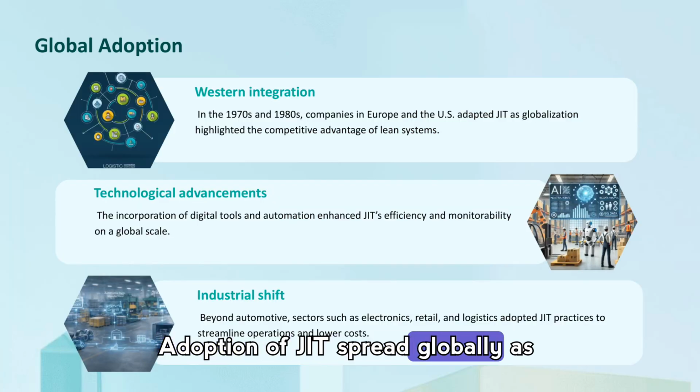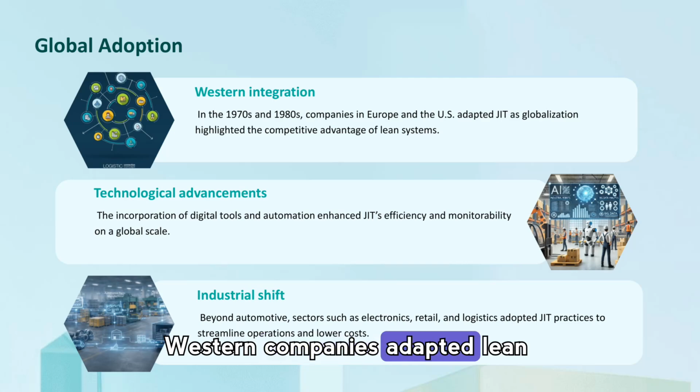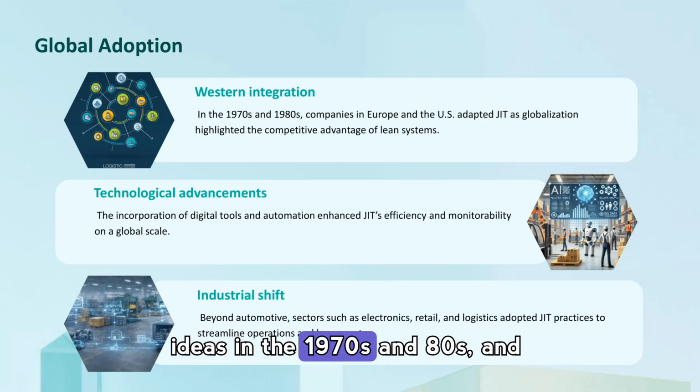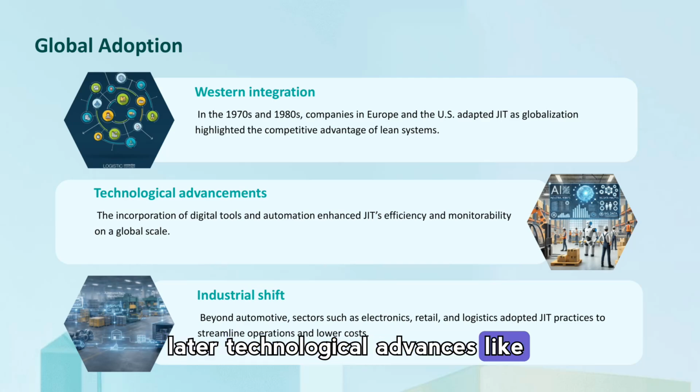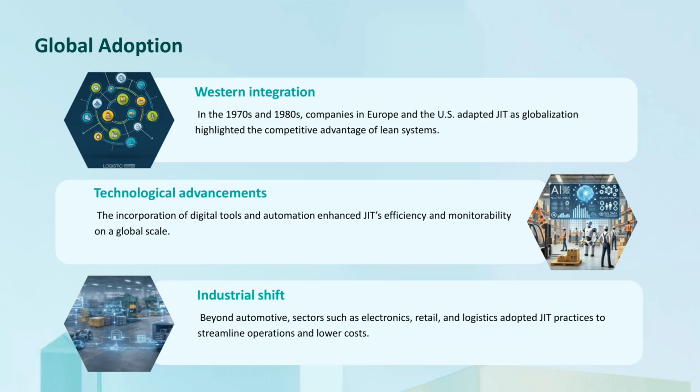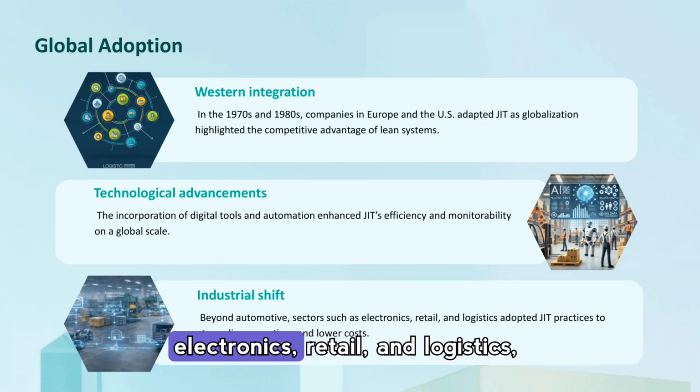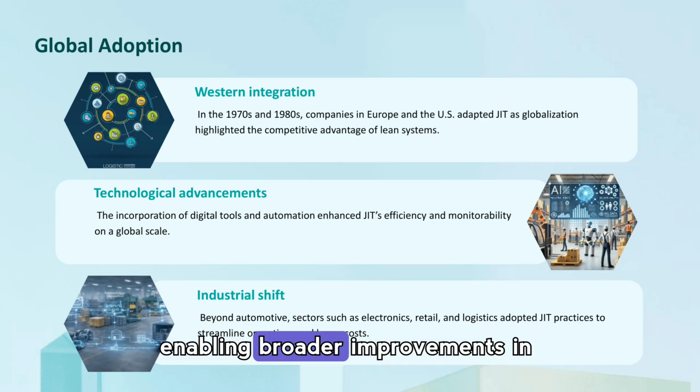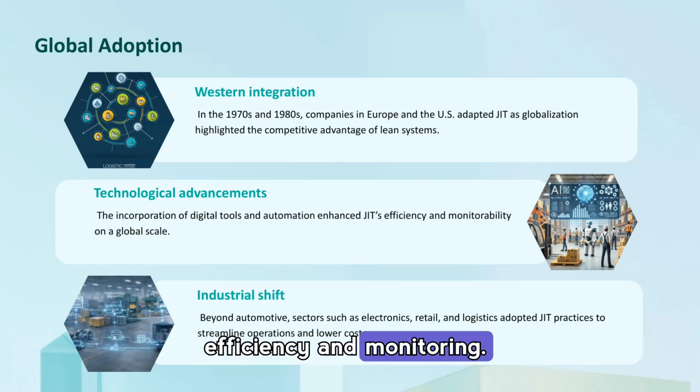Adoption of JIT spread globally as Western companies adapted lean ideas in the 1970s and 80s, and later technological advances like automation and digital tracking expanded JIT's reach into electronics, retail, and logistics, enabling broader improvements in efficiency and monitoring.